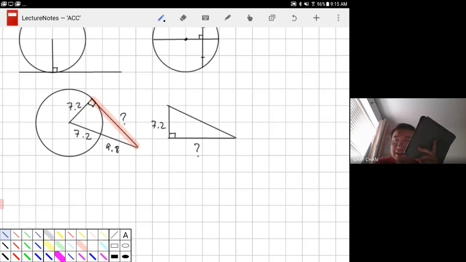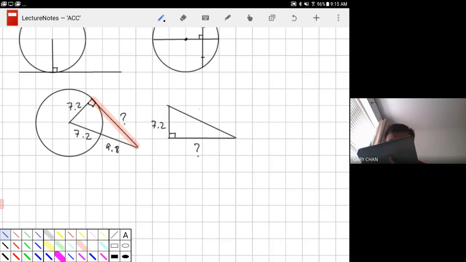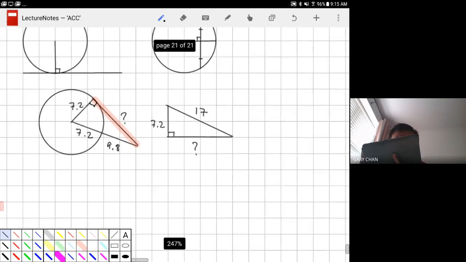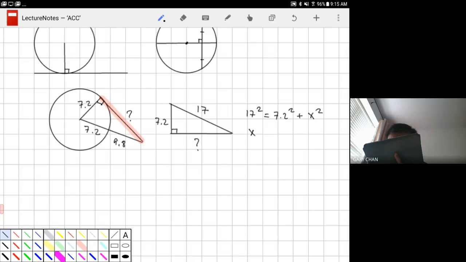What's the length of the hypotenuse, guys? 17. It's got to be 17. So how do I find out that question mark there? Pythagorean theorem. 17 squared minus 7.2 squared. The square root of that is the answer. You're going to do x squared is equal to 17 squared minus 7.2 squared, like Kira said.